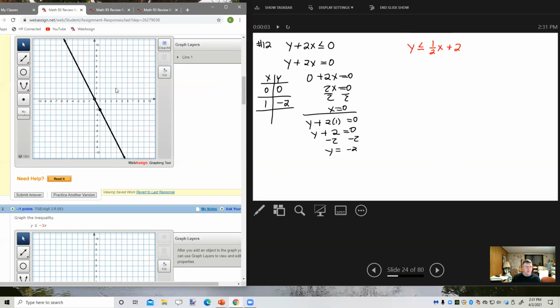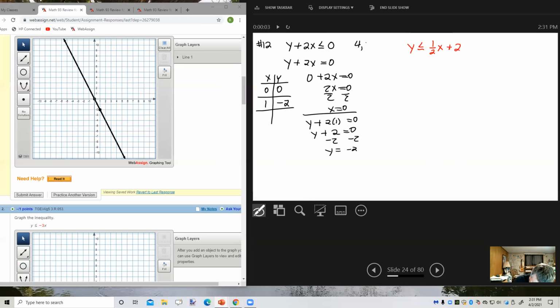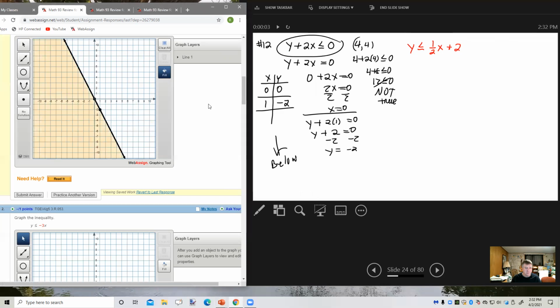Tell you what, I had good luck with 4, 4 before. So let's use the point 4, 4 as a test point. We're going to put that in here. 4 plus 2 times 4 less than or equal to 0. 4 plus 8 less than or equal to 0. 12 less than or equal to 0. That's not true. So 4, 4 is not a solution, so we want to be below the line. So filling it would be here. Okay.